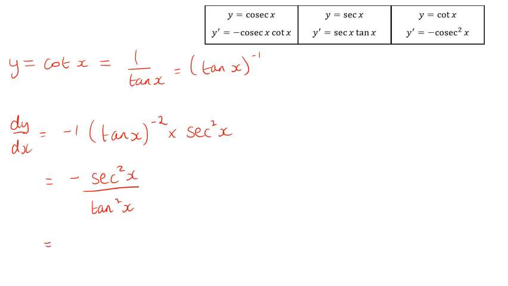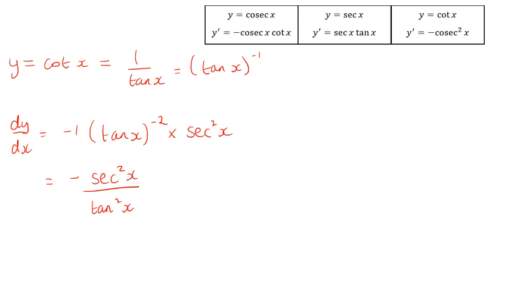And then I could split this up into two separate fractions because I've got a minus sec x over tan x, and then another minus sec x over tan x. I'm just having a rethink actually. I think I'm going to do this in a slightly different way.